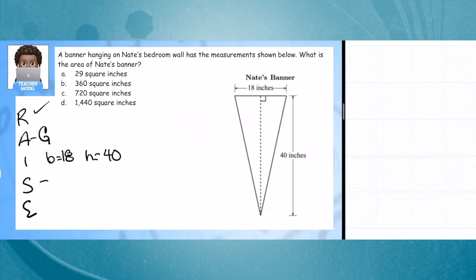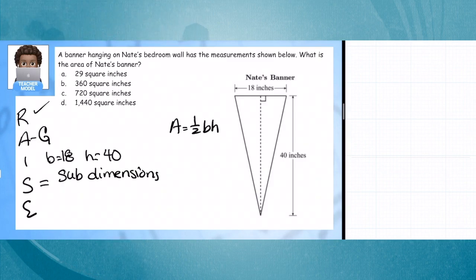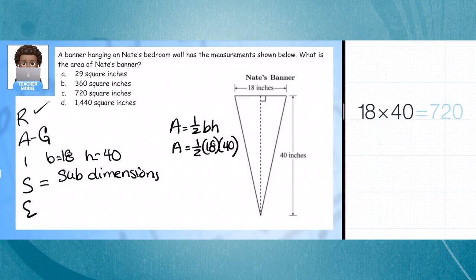And I'm going to use my formula, and I'm going to substitute my dimensions. So area is equal to 1/2 base height. Area is equal to 1/2 times 18 times 40. So 18 times 40, I can do that part, and I get 720. So automatically I know I'm going to have to figure out 1/2 of 720.